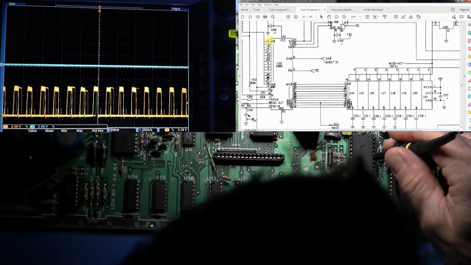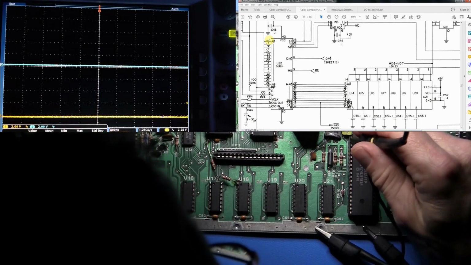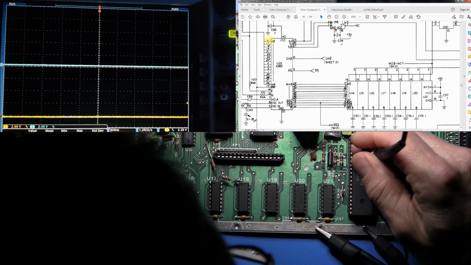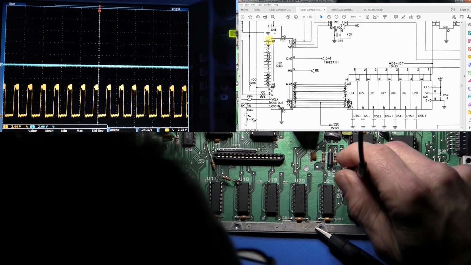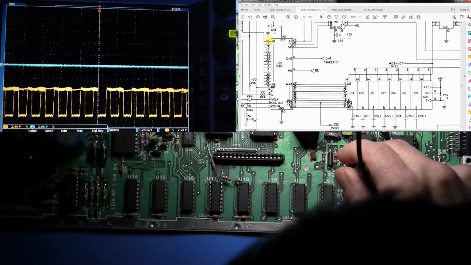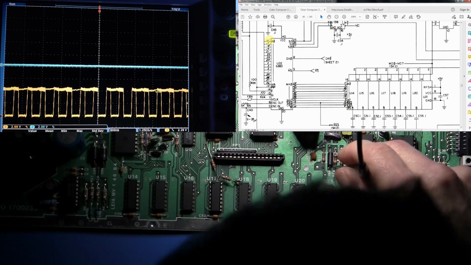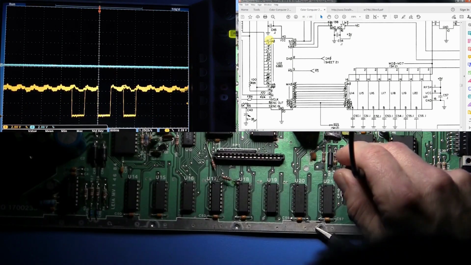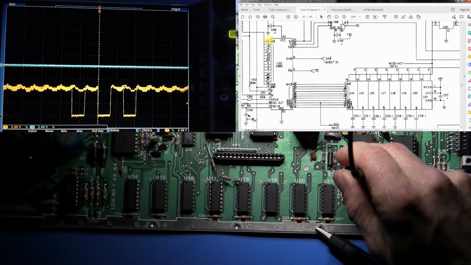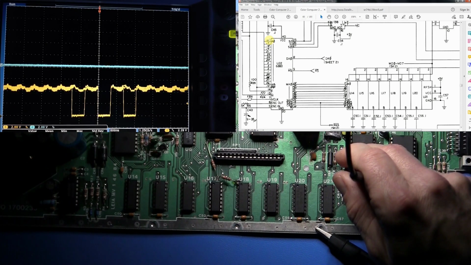RAS and CAS. We definitely need those. That would be on pins 12 and 11. Yep, 12 and 11. Okay, RAS and CAS are strobing. Good. Okay, then 10 is the write signal, active low. Okay, that's working.